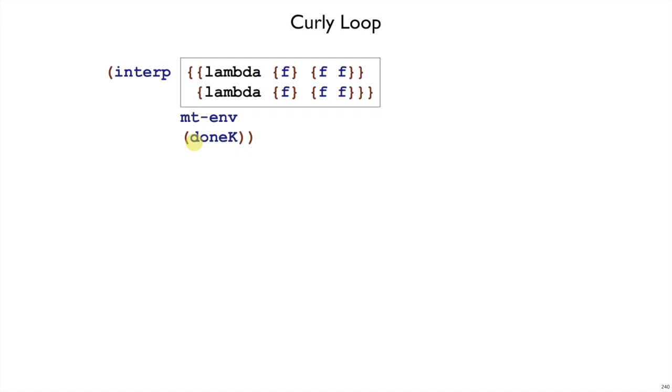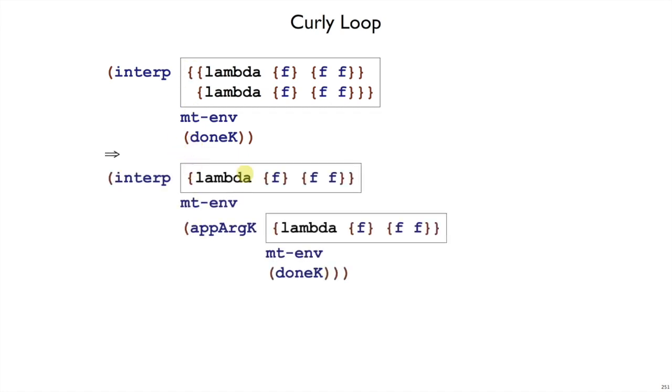So first, interp of an app form starts interpreting the function position, and it builds an app rk to remember the argument expression. Happens that these two expressions are the same, but this expression that we're interpreting is the function position right here, and this expression that we're remembering in app rk is the argument expression here. And of course, we keep the current environment even as we use the current environment to interpret the function expression.